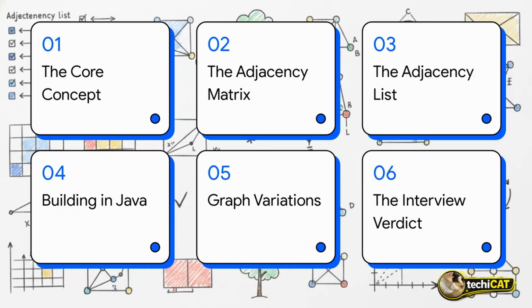Here's our roadmap for today. We'll start with the core concept, move into the adjacency matrix, then the adjacency list, build out a Java example, cover some common graph variations, and finally, deliver the interview verdict.